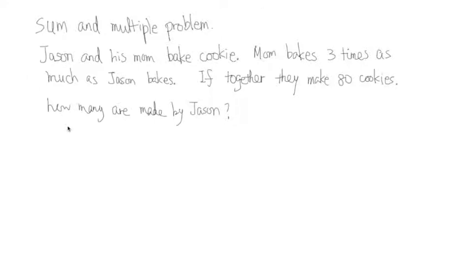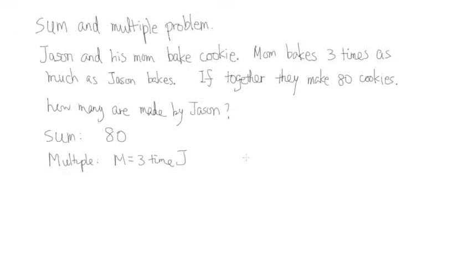This is called the sum and multiple problem because here's what we know. We know the sum. Together they make 80 cookies, so the sum of Jason and Mommy together will be 80. On the other hand, we were told that Mom makes 3 times as much as Jason does. So here it's a multiple: Mom is 3 times Jason.